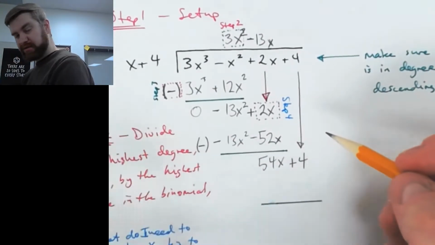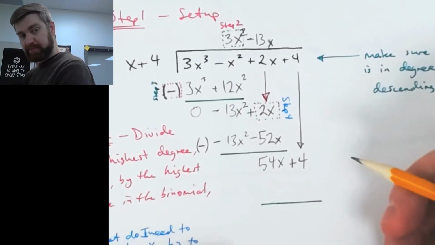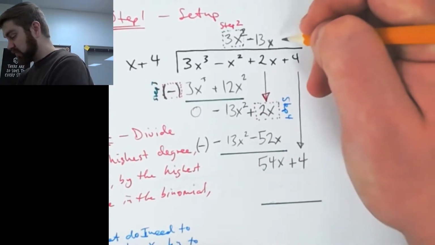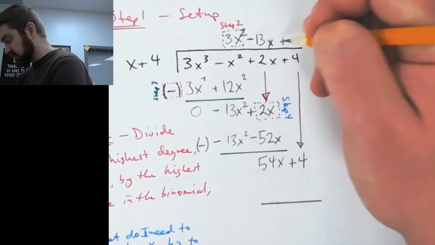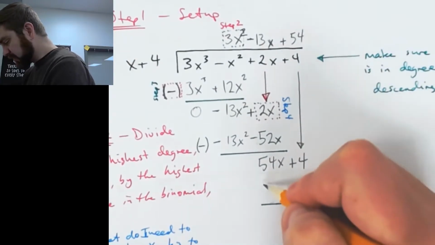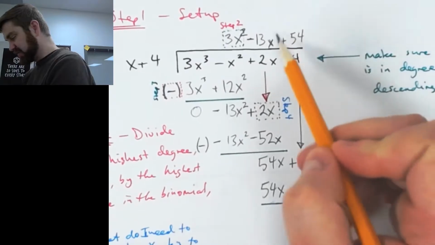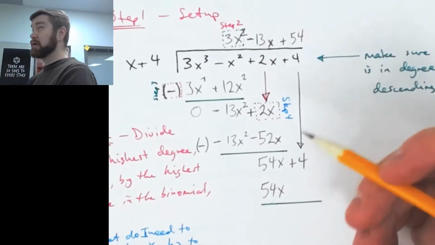So what do I need to multiply x by to turn it into 54x? Hopefully you can see that you should multiply it by 54. So that'll be 54x. And then 4 times 54 is 216.